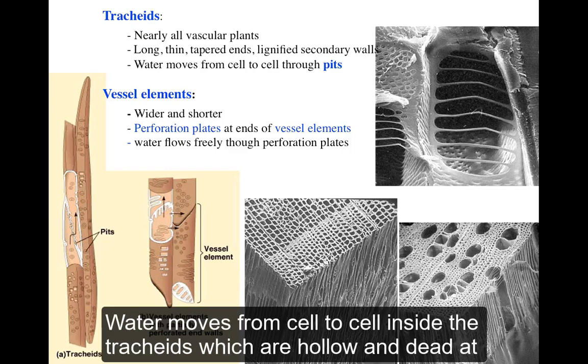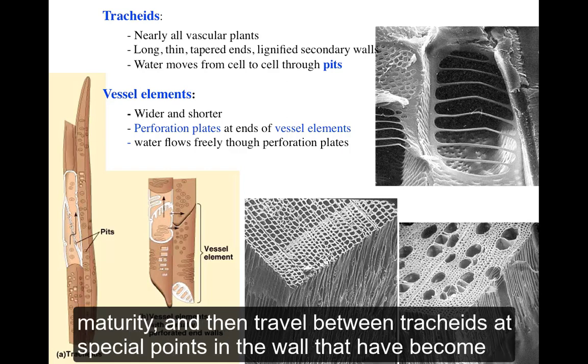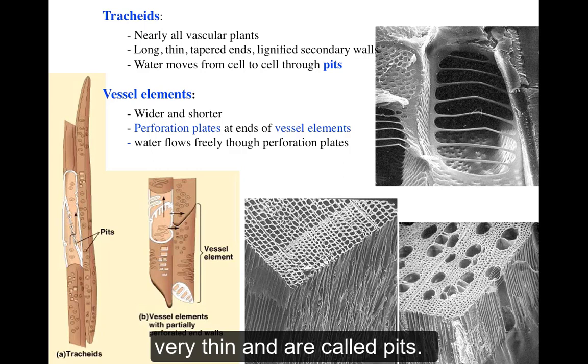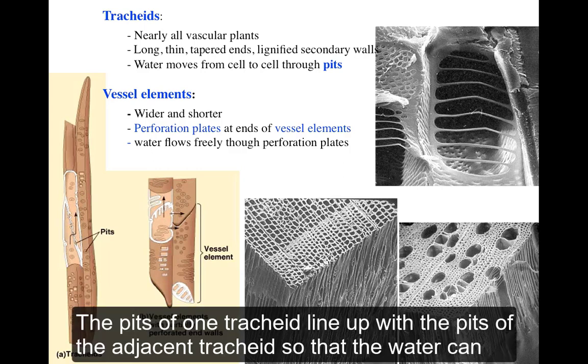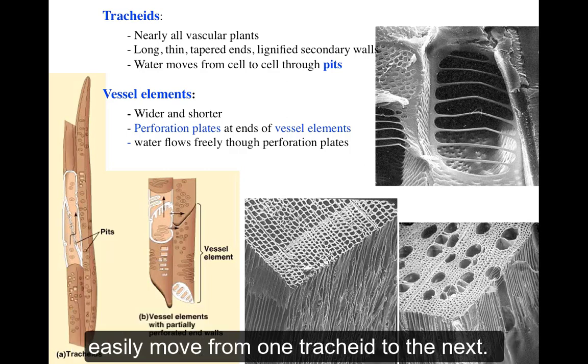Water moves from cell to cell inside the tracheids, which are hollow and dead at maturity, and then travel between tracheids through special points in the wall, which have become very thin and are called pits. The pits of one tracheid line up with the pits of the adjacent tracheid so that the water can easily move from one tracheid to the next.